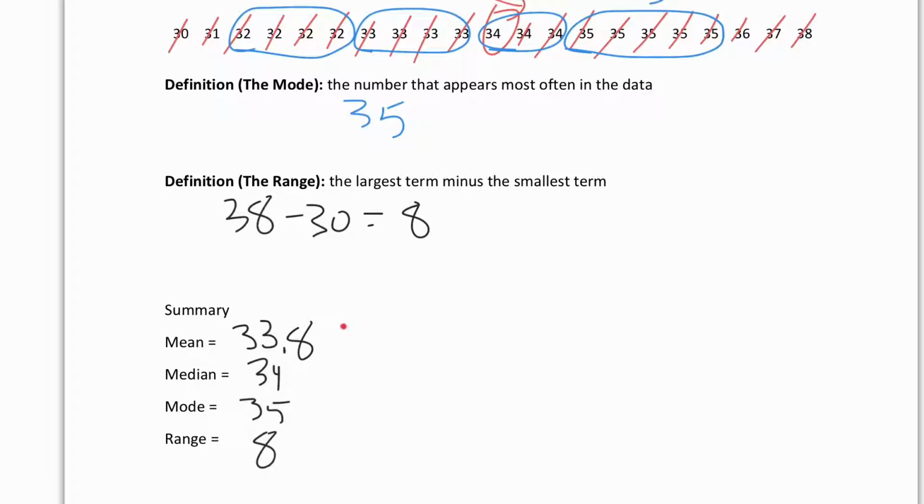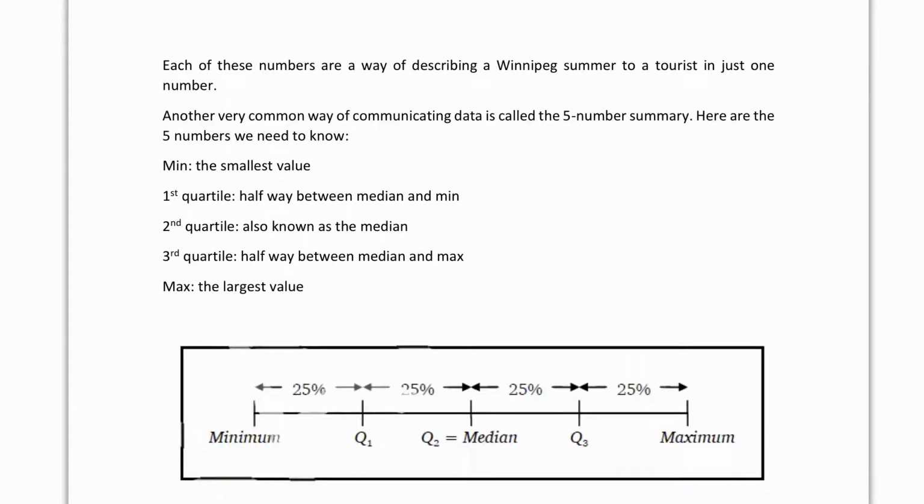So you might say to them, the mean, the average of the highest temperatures was 33.8. Or you might say the median, the middle temperature was 34. You might say the one that happens most often, the one that you feel like you're most likely to get, is 35. Or they might say, the range of the highest to lowest was 8. Each one of these provides some level of information. It's not the full data set, but it gives you at least the gist of what the temperature is like. So each of these numbers is a way of describing a Winnipeg summer to a tourist in just one number.